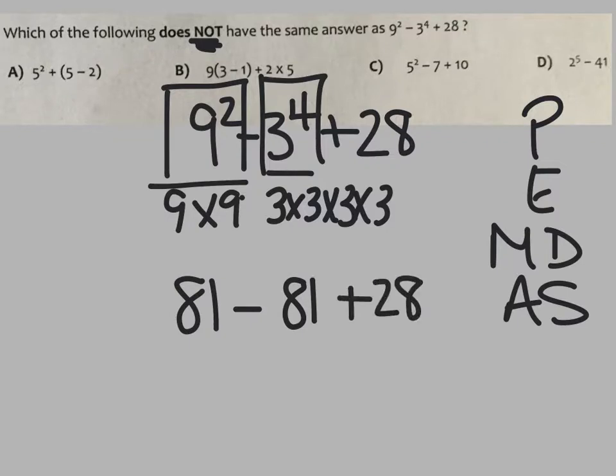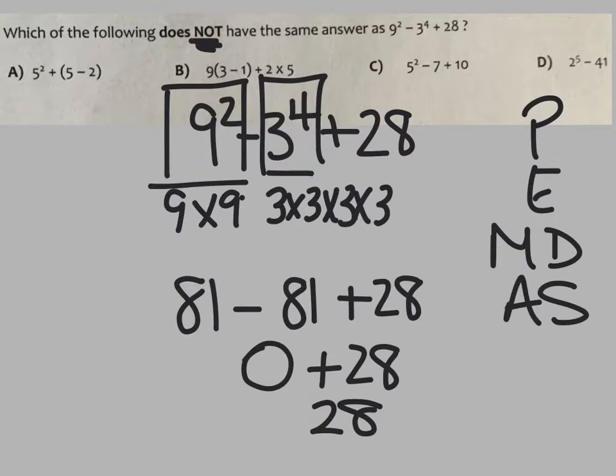Then we resolve multiplying, which we don't have any, dividing, which we don't have any, and then it's add or subtract, whichever you see first from left to right. So we see subtraction first, so we'll resolve that. 81 minus 81 is 0, plus 28. And now we add, and 0 plus 28 is 28.